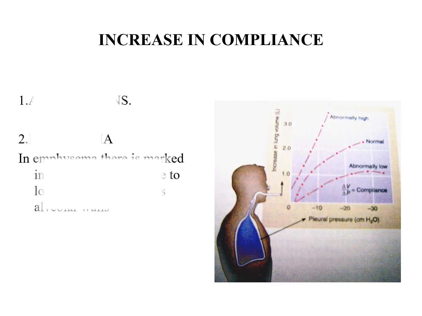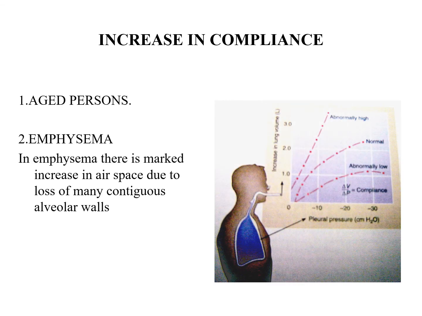Conditions where the compliance is increased. In an aged person, aging is associated with reduction in chest wall compliance and increased air trapping. There is an increase in airspace size with aging resulting from loss of supporting tissue. Emphysema: in emphysema, there is a marked increase in airspace due to loss of many contiguous alveolar walls, that is, the elastic property is lost.